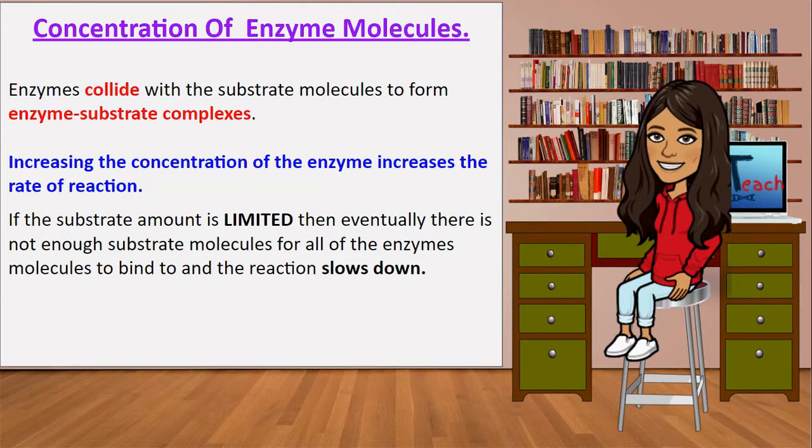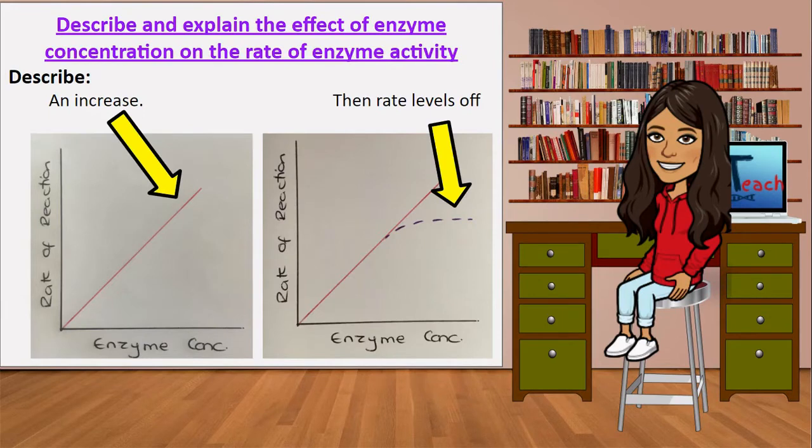But if the rate of reaction is high, we will eventually find that we run out of substrate, or we can say that the substrate has become limited. If this happens, eventually there will not be enough substrate molecules for the enzymes to bind to, and the reaction will slow down.